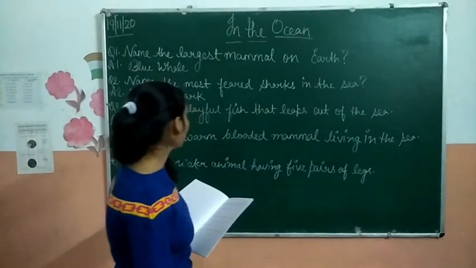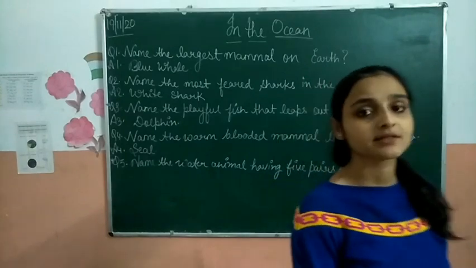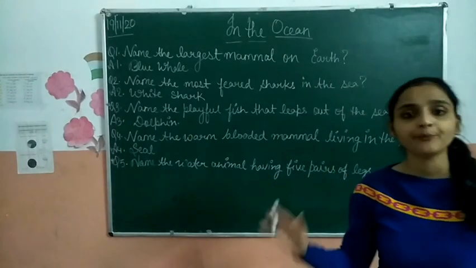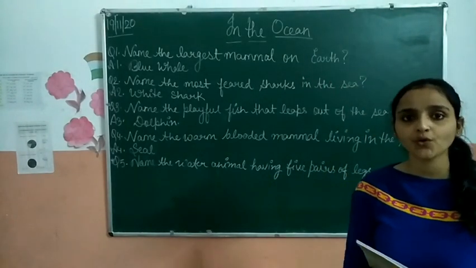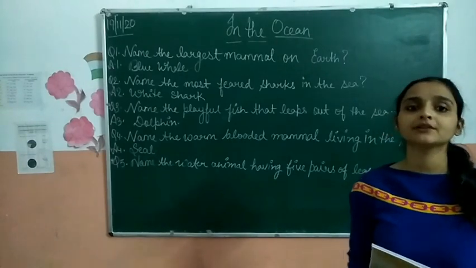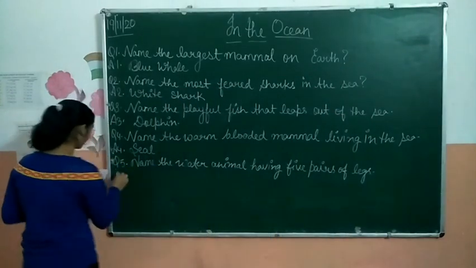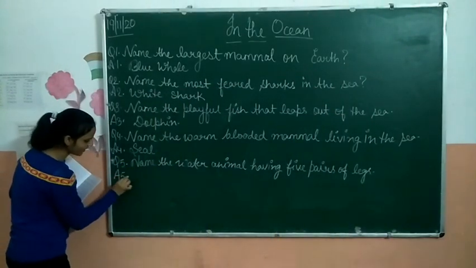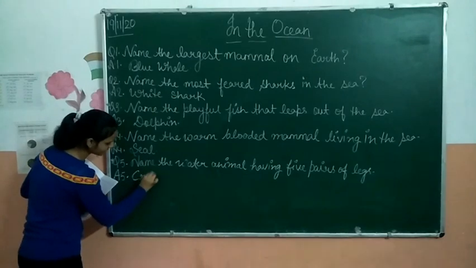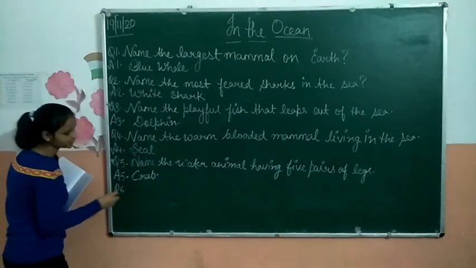Name the water animal having 5 pairs of legs. Who is having 5 pairs of legs? Do you know? Crab. Crab has 5 pairs of legs. Okay? Answer 5: Crab. Okay? Now, question 6.